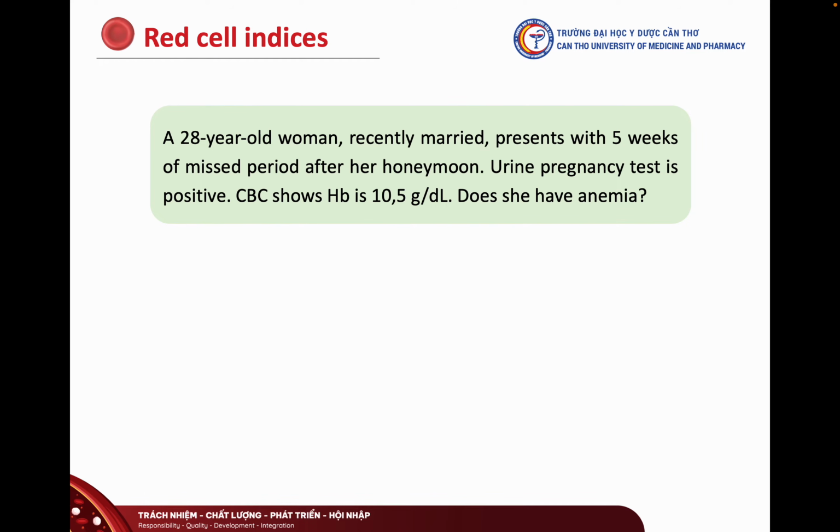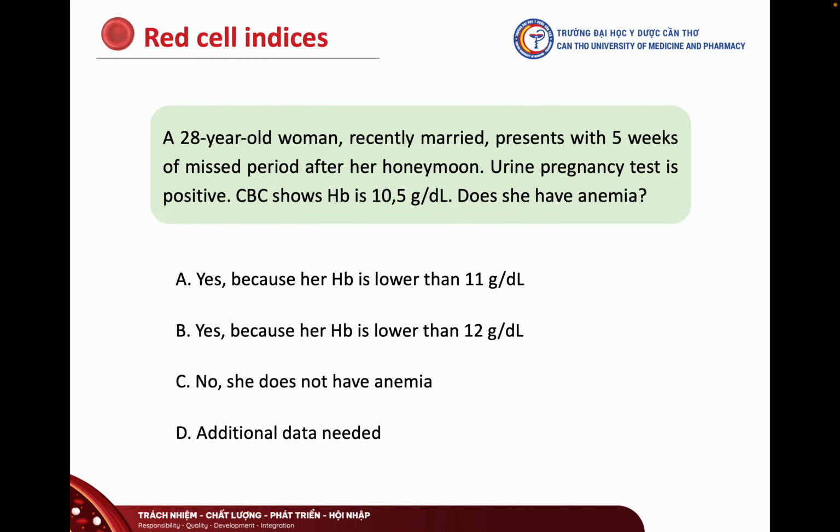And now let's look at this case. A 28-year-old woman, recently married, comes in with 5 weeks of missed period. Her urine pregnancy test is positive, and her hemoglobin level is 10.5 grams per deciliter. The question is, does she have anemia? Now, take a few seconds to think about your answer, A, B, C, or D.